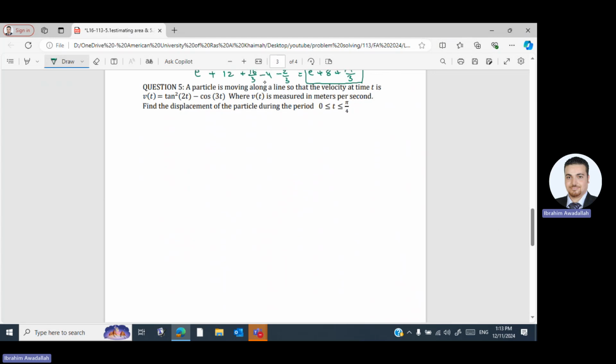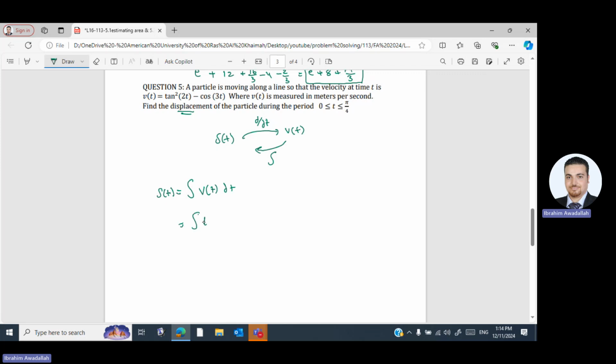A particle is moving along a line so that the velocity at time t is given. We know that we have displacement, and the derivative d over dt will give me what? It will give me velocity. And now we have velocity, find the displacement. So it seems like we're going back. How do we go back? By integration. So displacement s of t equals the integration of v of t dt, and it's equal to the integration.